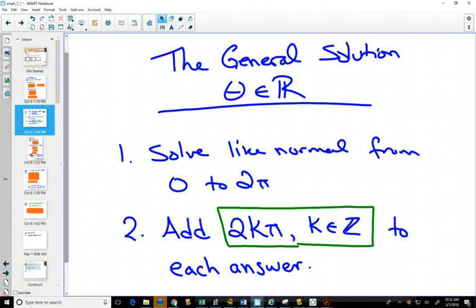So we solve like normal from 0 to 2 pi. Then we take our solutions and add 2k pi to them. That's step 2, just writing coterminal angles. So step 1, you already know how to solve between 0 and 2 pi. Step 2, you already know how to write coterminal angles. And now we're just putting those ideas together for solving equations.